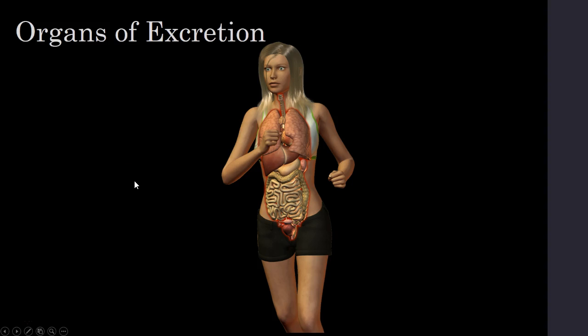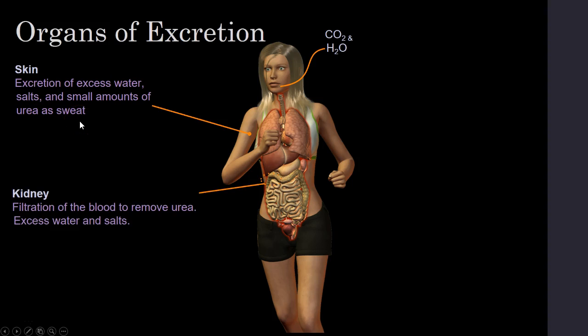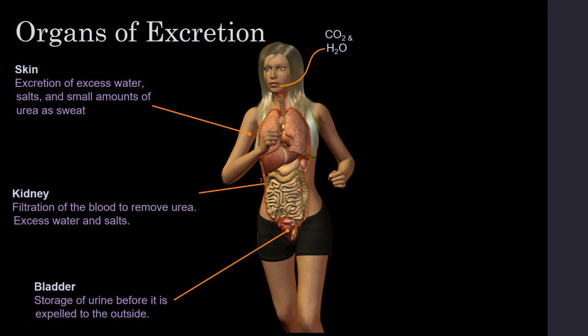So the organs of excretion include the skin. This is where an excess amount of salt and water and some urea are expelled as sweat. The kidney is important as an organ of excretion because it's there to filter the blood to remove urea and any other waste products as well as water and salt. You've got the bladder, which is where we store the urine before it's expelled and excreted from the body. We have the lungs, which is where the excretion of carbon dioxide and some water vapor occurs.